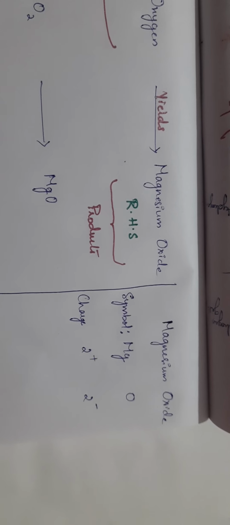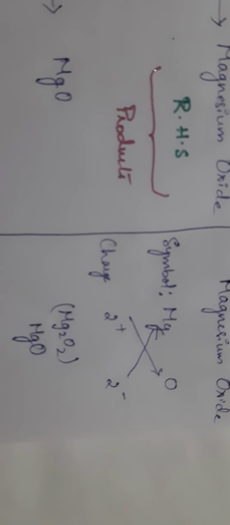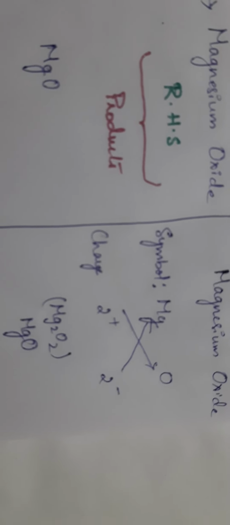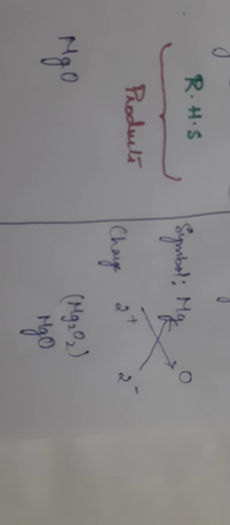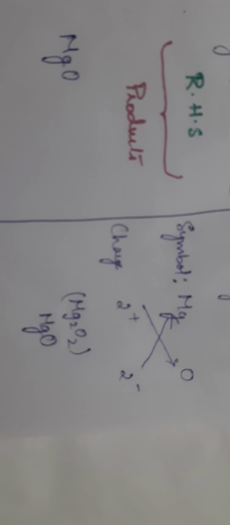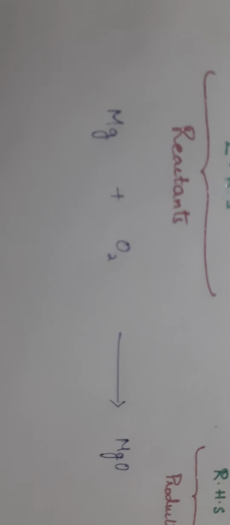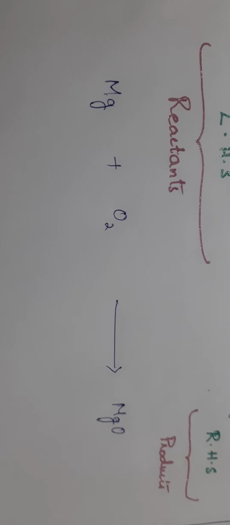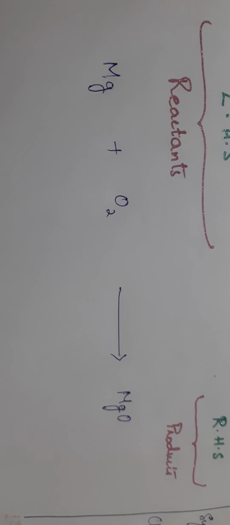Now the charges are interchanged. Here the charges, or valencies, of both the elements are interchanged. So we get the chemical formula of the compound as Mg2O2, but because both are the same, we can directly write it as MgO. Hence here Mg plus O2 yields MgO. Now the balancing of this we can learn tomorrow.